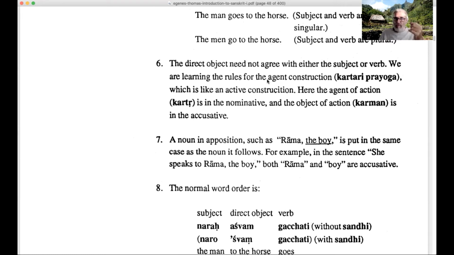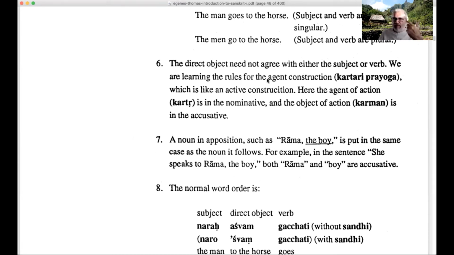We are learning the rules for the agent construction. Kartari prayoga. Prayoga means a type of construction, right? We know that when we do puja, we write out a prayoga. It can be a construction or an instruction, let's say, for how we do something. Kartari comes from the word katri. Katri means the nominative, another name for the Pratama Vibhakti, the first case, the subject of the sentence. Or karman, the object of the action.